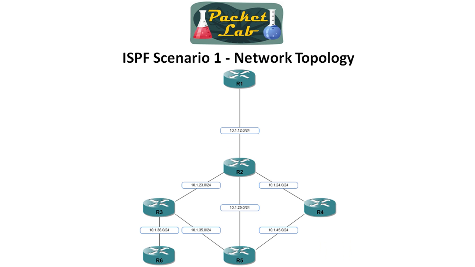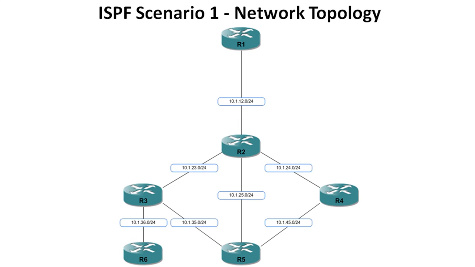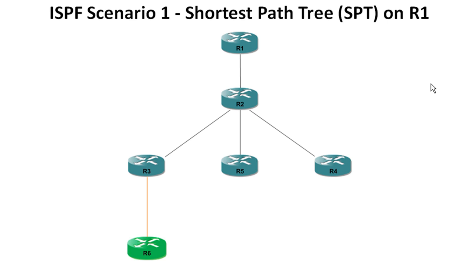Okay, so we're looking at our topology again, and the observant amongst you may have noticed that we've added a router. Down here, we've added R6 to our topology, so we just have a single connection from R3 to R6, and this is our first scenario where ISPF is going to come into play. And it'll probably be better explained by looking at the resulting shortest path tree, which we will do in the next slide.